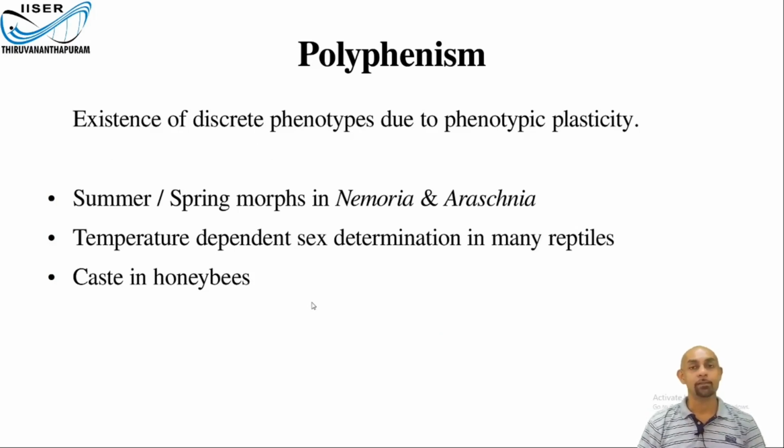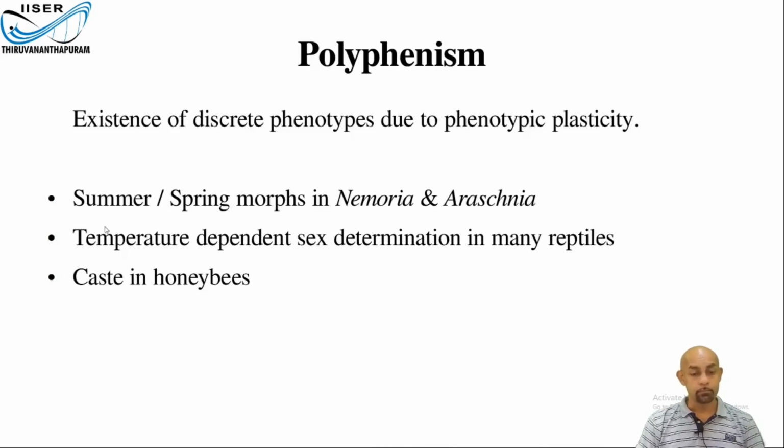Polyphenism is a special kind of phenotypic plasticity where you have discrete phenotypes. In fact, we have already been discussing examples of discrete phenotypes. If you look at the morphs, the spring and summer morphs in Nemoria arizonaria caterpillars or Araschnia levana adults, these are examples of polyphenism because you have discrete phenotypes. Discrete as opposed to continuous. I'll give you an example of continuous phenotypes in the next slide.